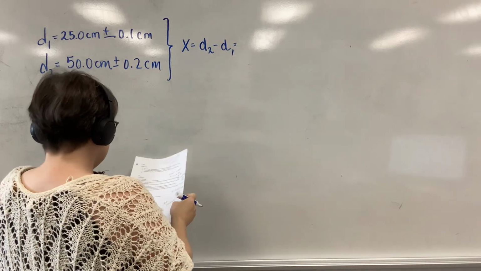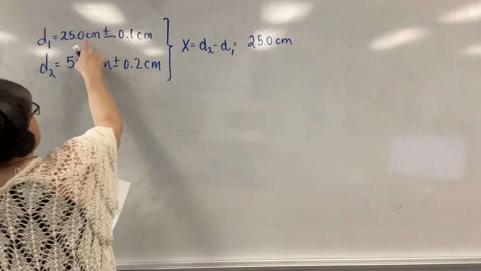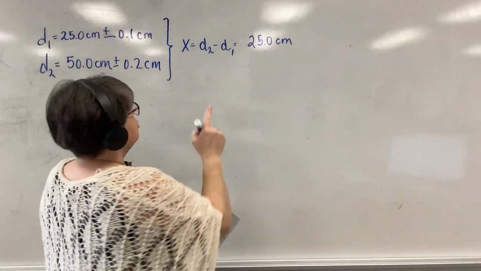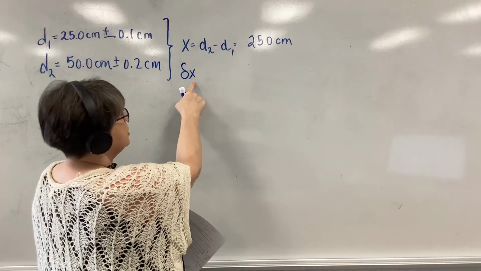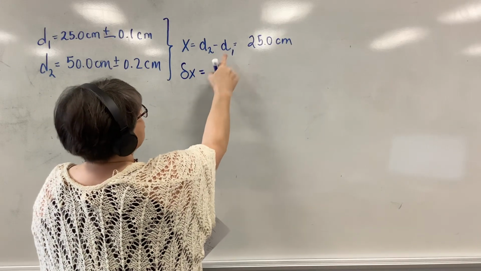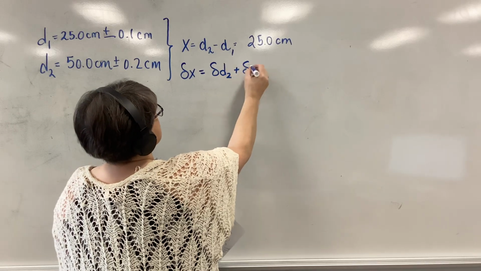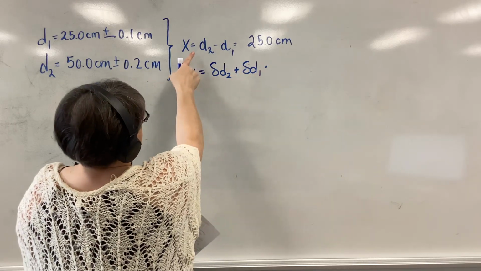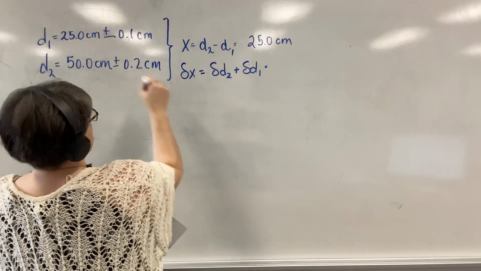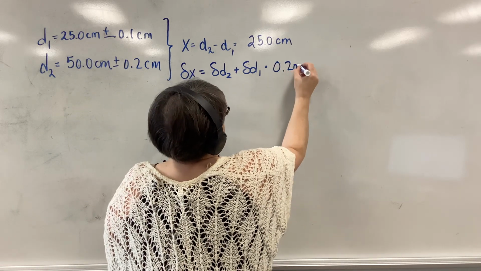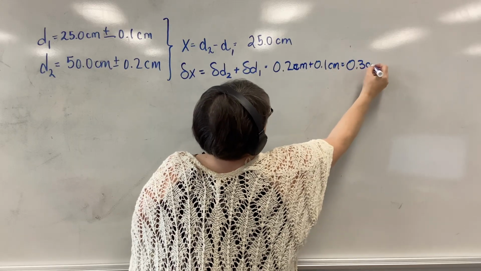Those two numbers are pretty easy to subtract. 50 minus 25 gives us 25 centimeters. For our uncertainty, delta x, this means the absolute uncertainty in x. If ever we add or subtract numbers, we add up the absolute uncertainties in those numbers. So that's our addition rule. So the absolute uncertainty in x is the absolute uncertainty in d2 plus the absolute uncertainty in d1: 0.2 centimeters plus 0.1 centimeters equals 0.3 centimeters.